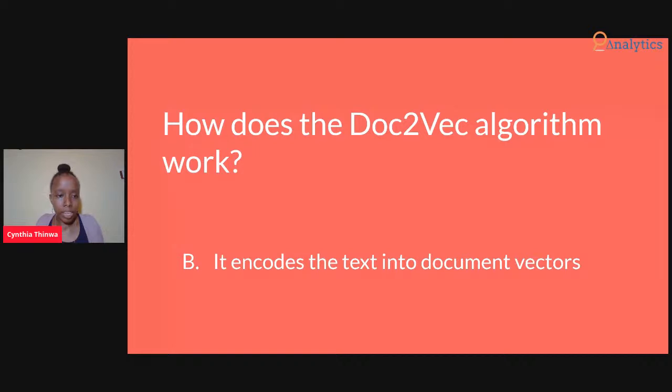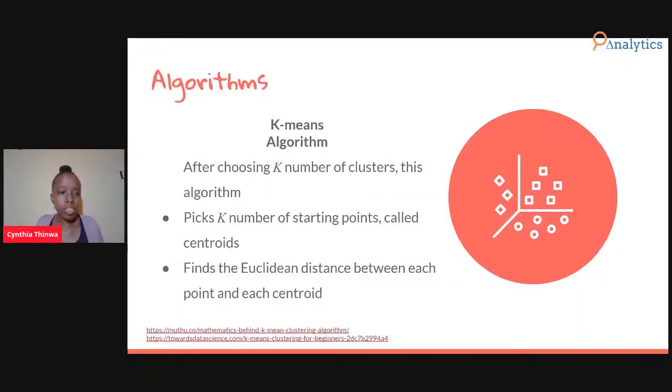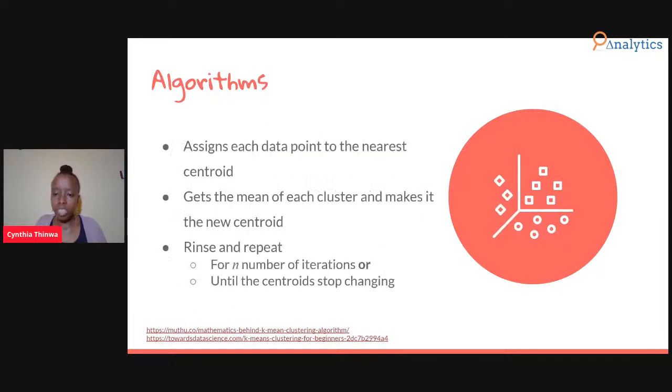So the second algorithm we'll be looking at is the k-means algorithm. This one is much simpler than the other one. So you take k number of clusters. In our task, we would be looking at 2 clusters. So we would pick 2 numbers, 2 starting points, and call them our initial centroids. Then we find the Euclidean distance between each data point and the centroid, and whichever centroid a data point is closest to, that becomes its cluster. And then the algorithm will take the mean of all the data points in that cluster and make it the new centroid. So it will rinse and repeat either for n number of iterations or until the centroids stop changing.